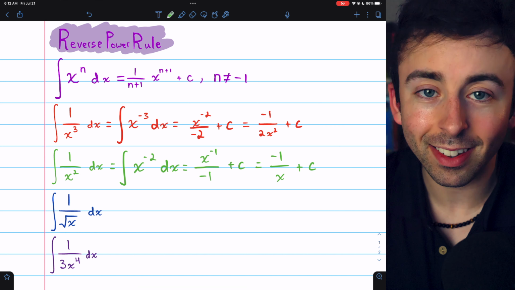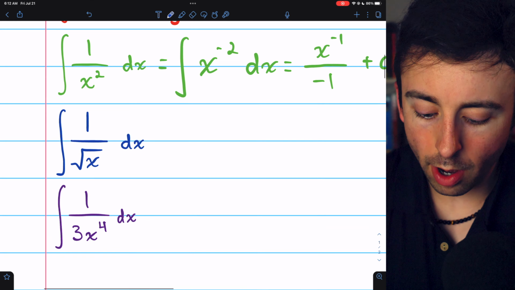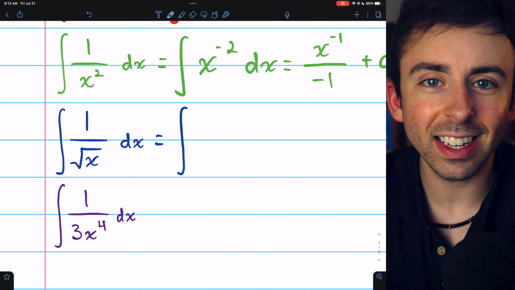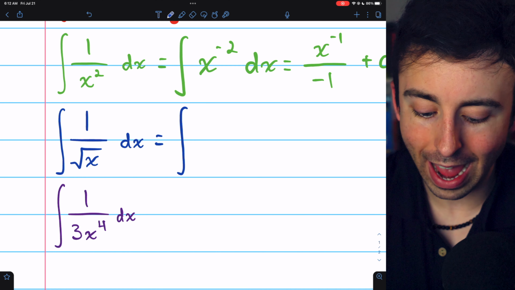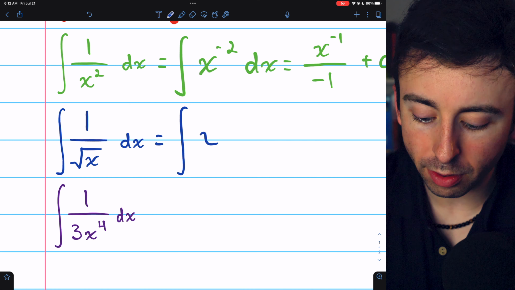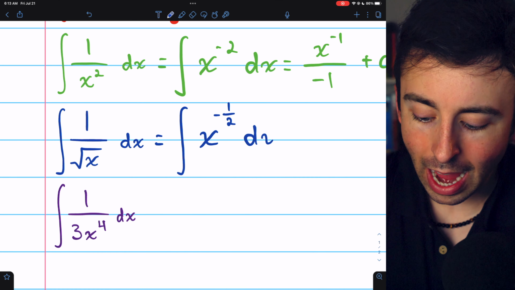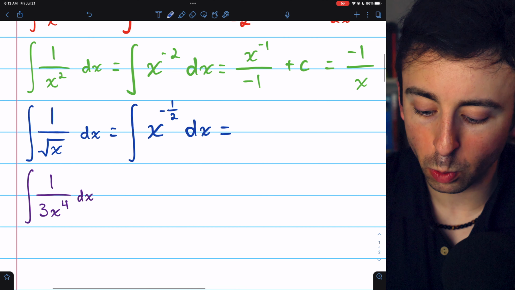over x plus c. To integrate 1 over the square root of x, recall that the square root of x is the same as x to the 1/2. So 1 over the square root of x is the same as x to the negative half. And then we apply the reverse power rule.